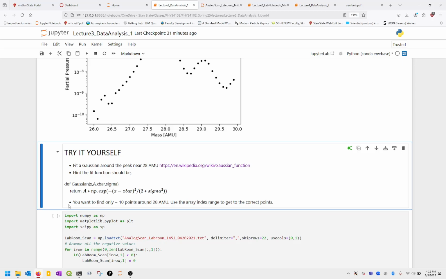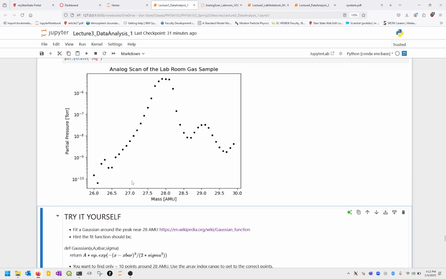A is the amplitude, how high that Gaussian goes. X bar is the average value. Basically, if you look up here, A is basically how tall this is. X bar is where it centers, 28, hopefully. The last one is the sigma parameter, which tells you the width of this. Actually, it's half the width.